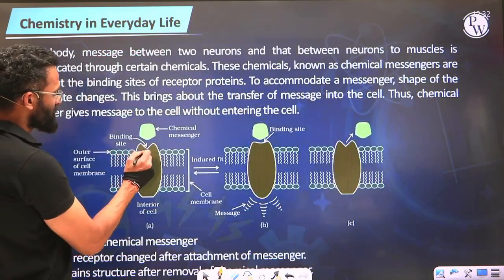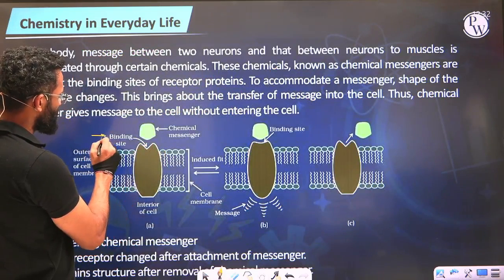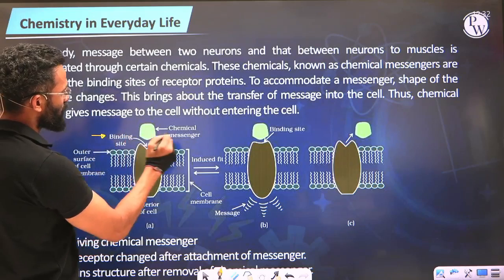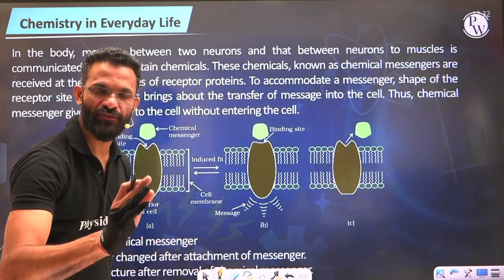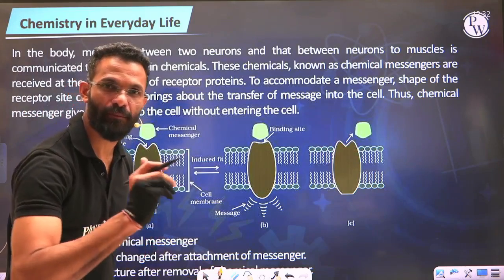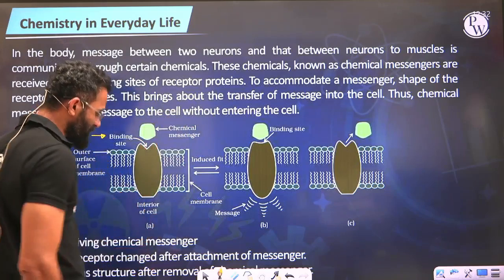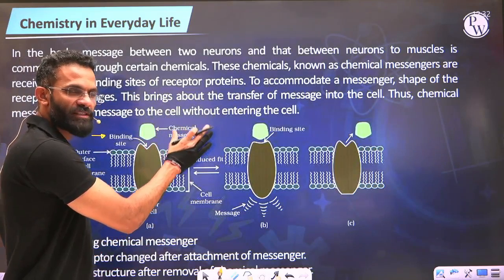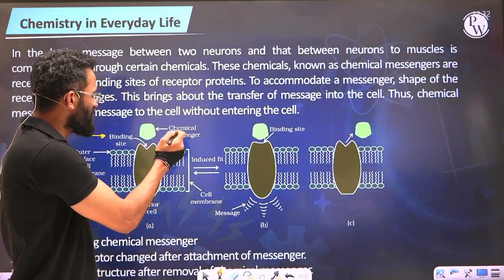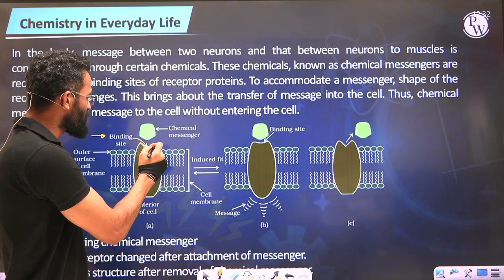So this is the active site. This active site, you can also call it the binding site. This is what you call the chemical messenger. The chemical substance which is responsible for transferring the message is what you call the chemical messenger. So see what has happened. A chemical messenger secreted in the body itself gets attached to the active site of the receptor.